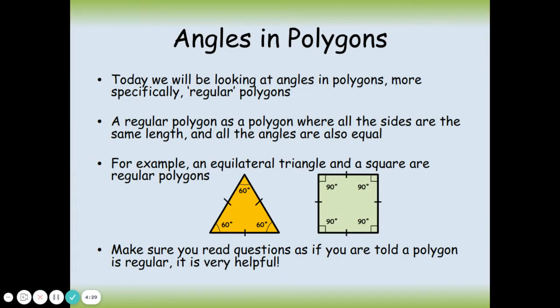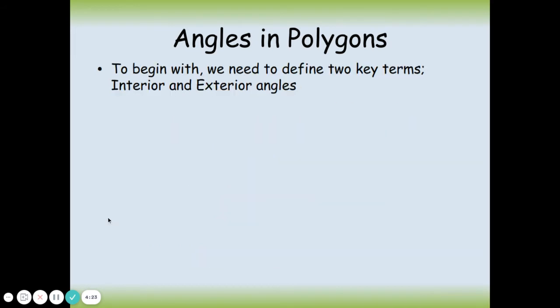When you're doing a question on this, make sure you read it really carefully, because if you're told that a polygon is regular, it makes the method of working this out a lot easier. So we're going to look at interior and exterior angles.